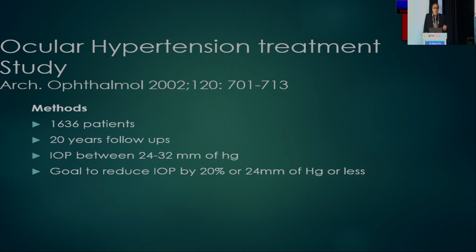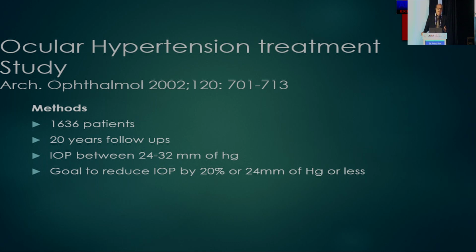So the landmark study to deal with ocular hypertension is the OHTS trial, as it is popularly called, that is the Ocular Hypertension Treatment Study. That study was performed on a very long-term basis with a large population. Almost 1,600 plus patients were recruited.